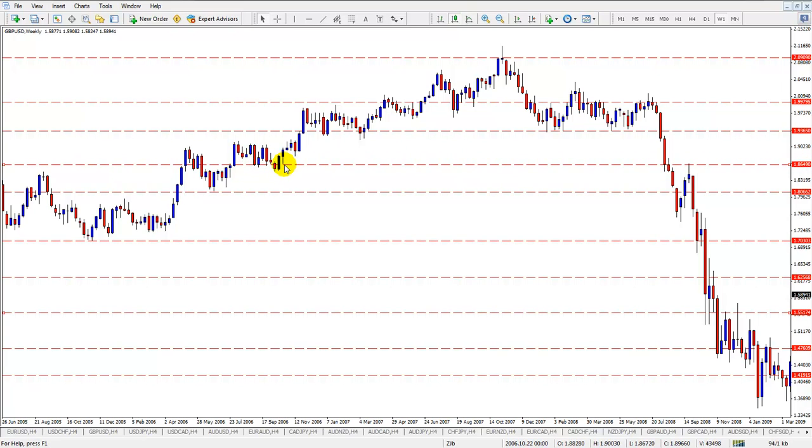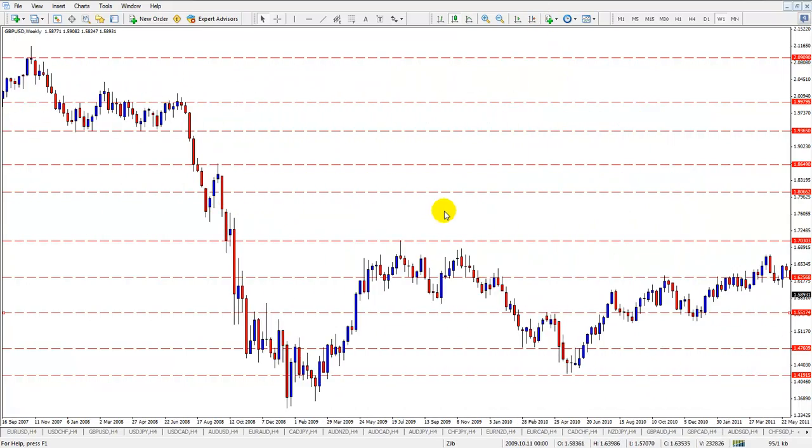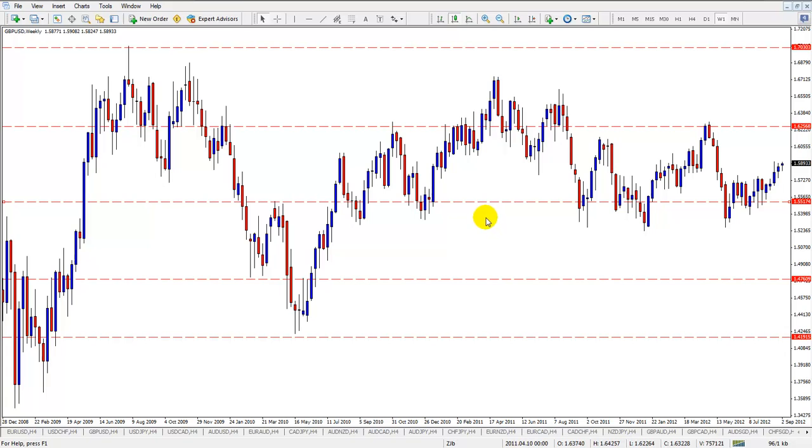And that's really critical for me. The largest number of bends should touch where these lines are.